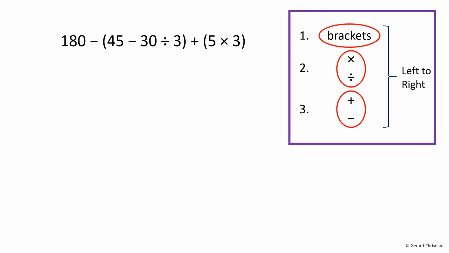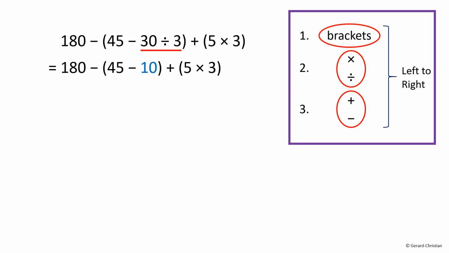So now we're looking at the 45 minus 30 divided by 3 bracket. Within this bracket you have a minus and a divide. So you should be working on the divide first, because the times and divide family comes before the plus and minus family. Remember, always do it one step at a time. Don't jump steps. If you jump steps, it's going to get very messy and you make a lot of careless mistakes.